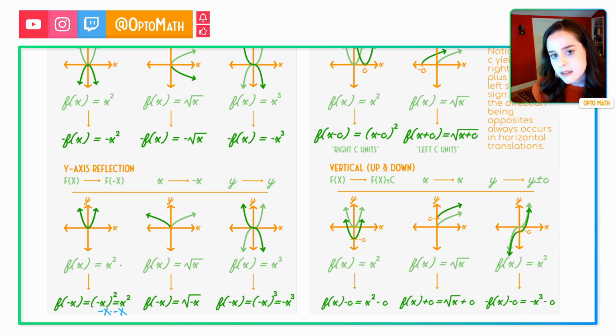Here's another little tidbit. If you have y-axis symmetry, you are called an even function. So that's a little extra thing for you. You're welcome. Now let's look at our square root function.